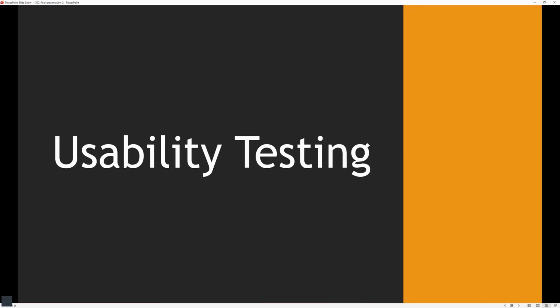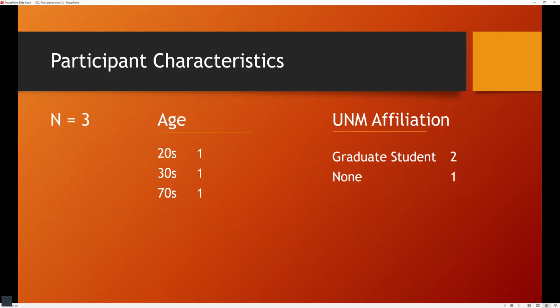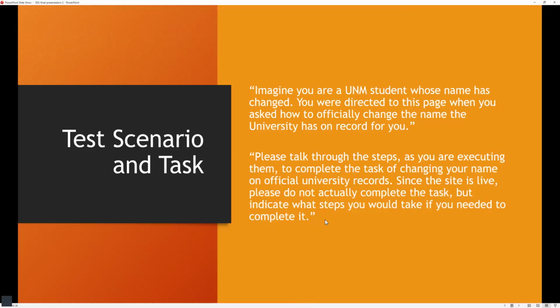For the usability testing sessions, there were 3 participants, and their ages: one was in their 20s, one in their 30s, and one in their 70s. Their UNM affiliations: 2 were grad students, and 1 had no UNM affiliation. The test scenario and task were read aloud to the participants during the testing sessions, and they were given the option to view this information in writing as well.